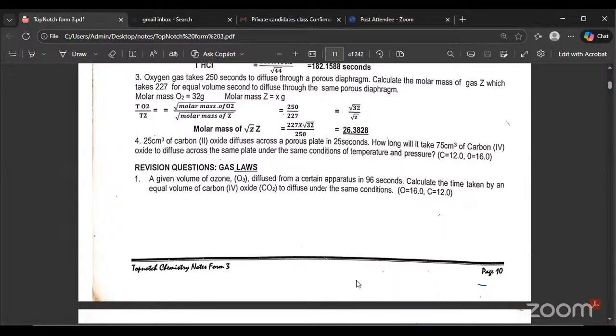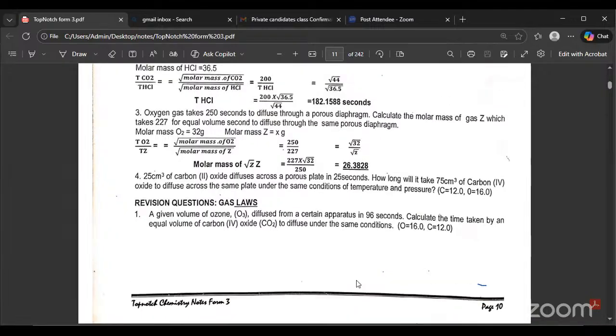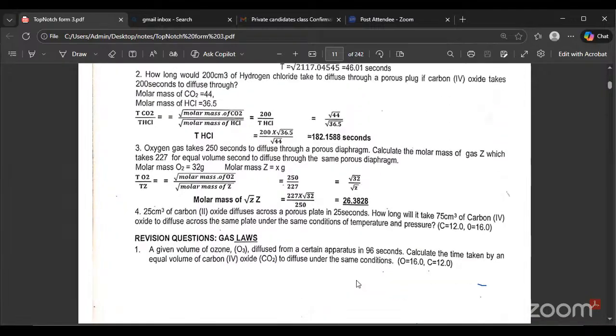You see now what I was talking about. Let us do a question revision exercise, or we do question number 4. Let's do number 4. 25 centimeters cubed of carbon dioxide diffuses across the porous plate in 25 seconds. How long will it take 75 centimeters cubed of carbon dioxide to diffuse across the same plate under the same conditions? So let us do this question.